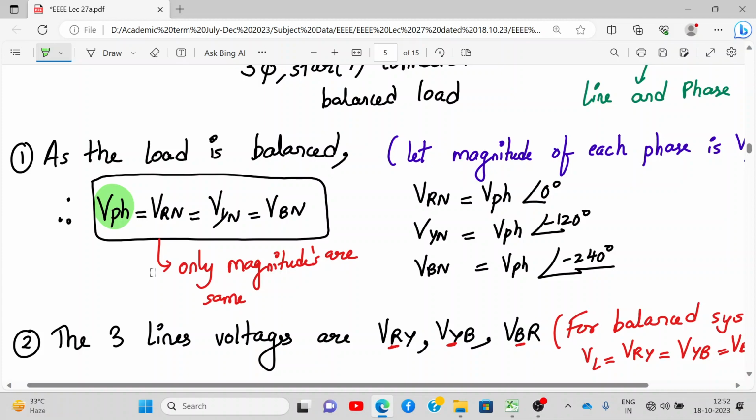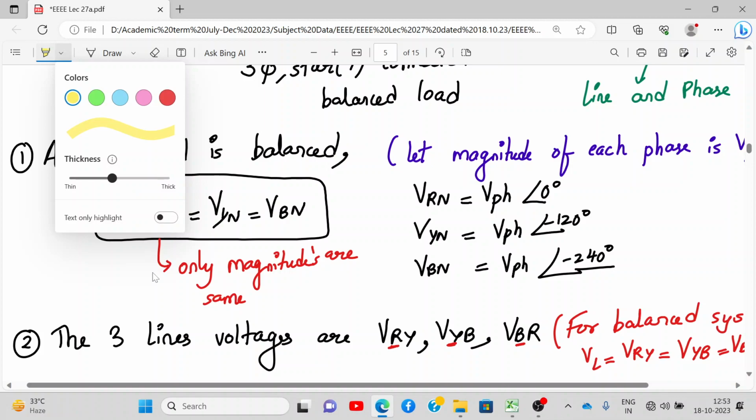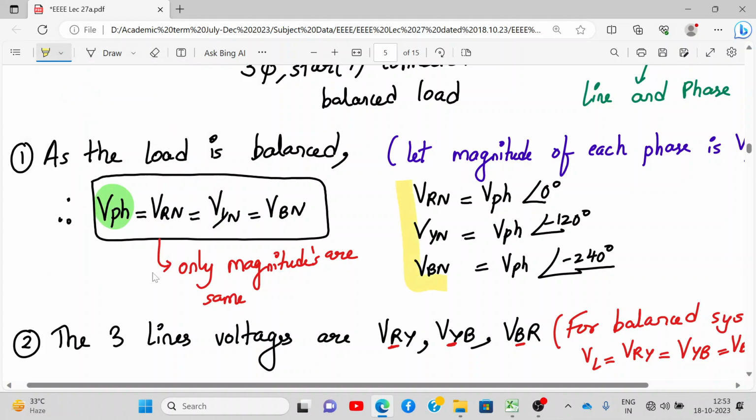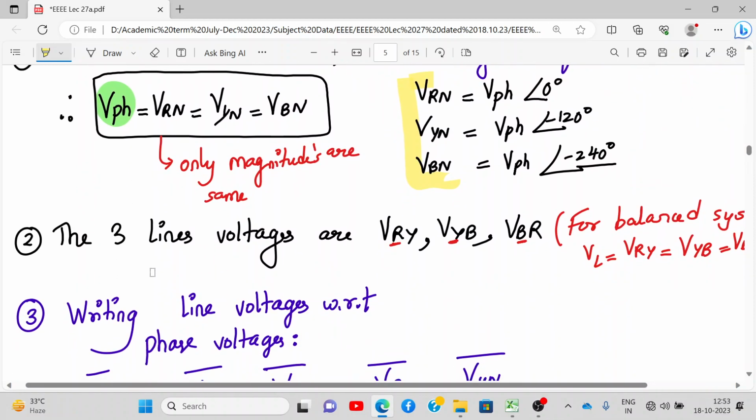Okay? What we are doing is establishing a relation between line voltage and phase voltage. Have you written these three? The magnitude is the same. The magnitude is called V phase. The phase difference is 120 degrees. Okay? Now, what are the line voltages?